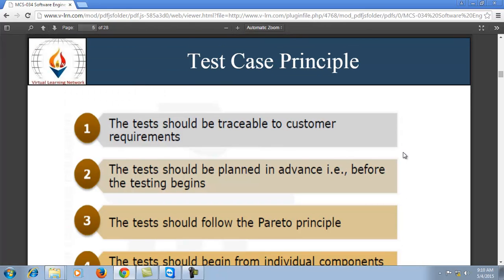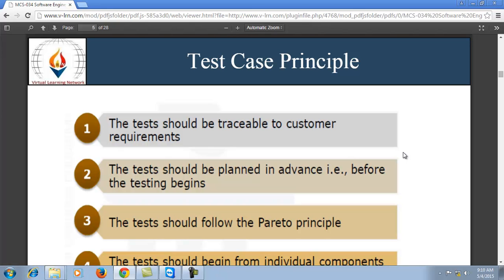We need to follow certain test case principles because testing plays a very important role in the entire software development life cycle. The quality of a software is based on the testing part only. If the testing is done in an honest and proficient way, then you can ensure the quality of a particular software or system, right?